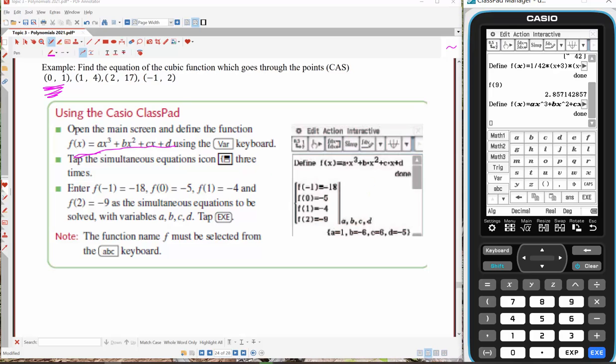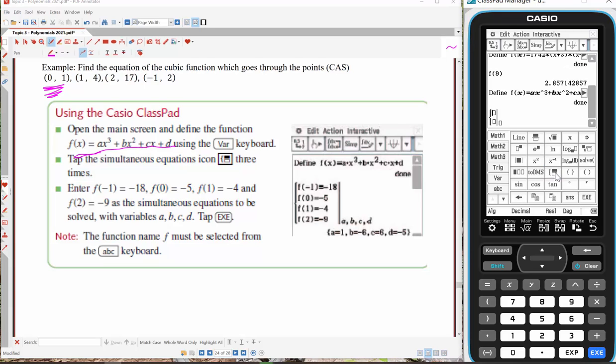Okay, then what you do is you set it up in the simultaneous equations template. So we're going to go to Math 1, hit this thing here and hit it 2 more times because we've got 4 equations. Alright, what do we know? F of 0 equals 1. I'm just getting that point from over here. That's 0, 1. When x is 0, y is 1. F of 1 equals 4. F of 2 equals 17. And f of negative 1 equals 2. Now we're going to solve this for a, b, c, and d. So d should be 1, and the rest of them, who knows?